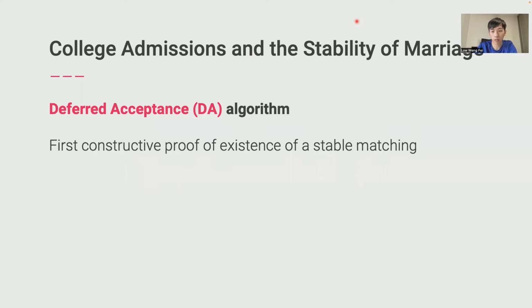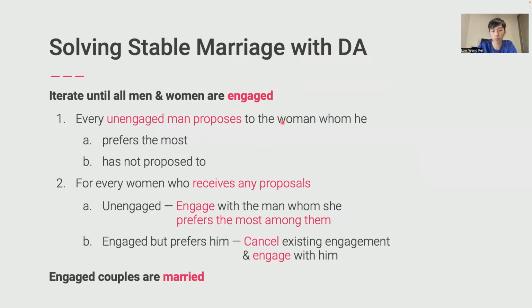In this paper, Gale and Shapley presented the first constructive proof of existence of a stable matching in the marriage problem as well as the college admissions problem. And it is presented in the form of an algorithm well known as the deferred acceptance algorithm or propose and reject algorithm. The deferred acceptance algorithm solves the fundamental marriage problem by iterating through the following steps until everyone is engaged. So initially, all men and women are not engaged to anyone. And each iteration has two steps. The first step being the proposal step, and the second step being the rejection step.